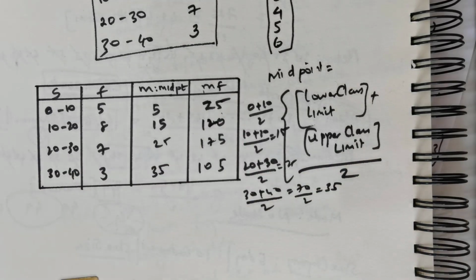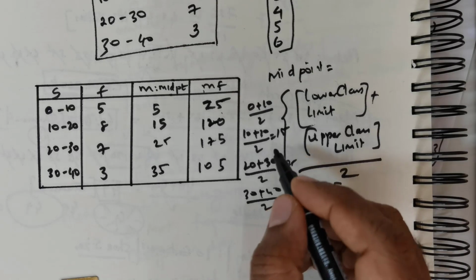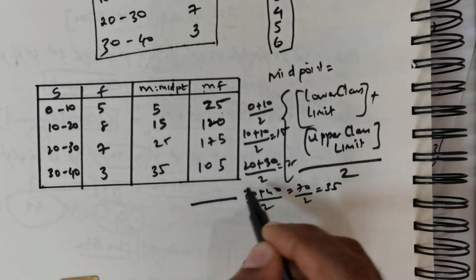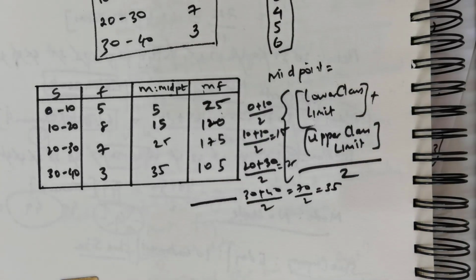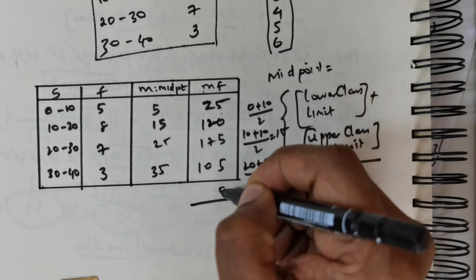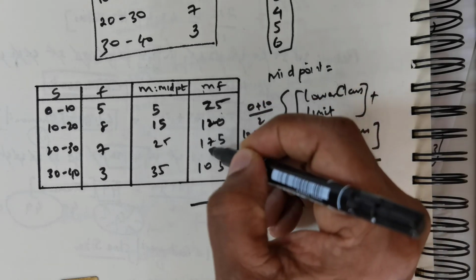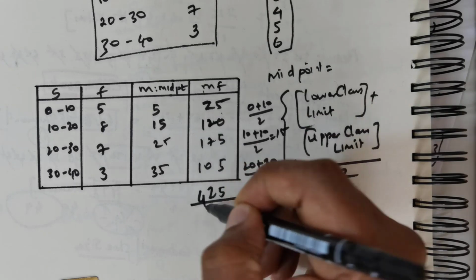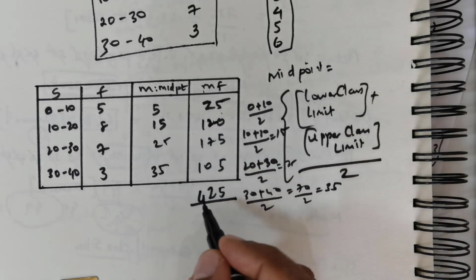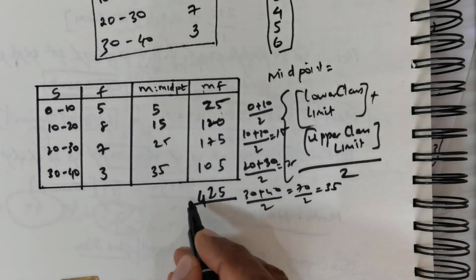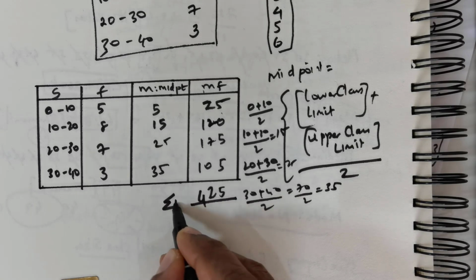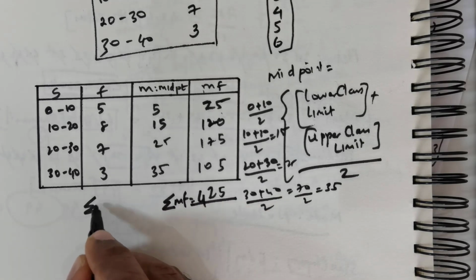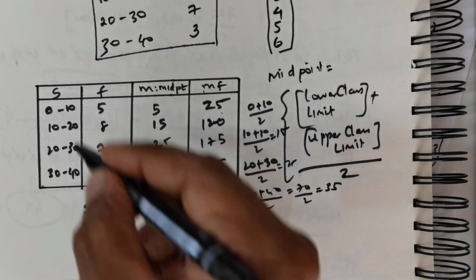Now after you have completed this table, what you have to do, you will have to add them up. You will have to add the MF. So 25, 120, 175 and 105. 425 is the value. After you have got this, this is nothing but sigma MF. Now you calculate sigma F. How many students are there? 5, 13, 20, 23.